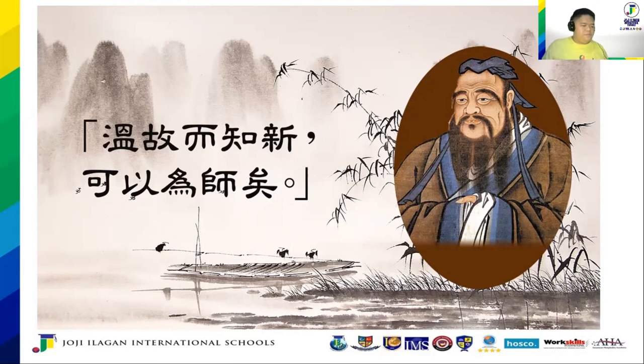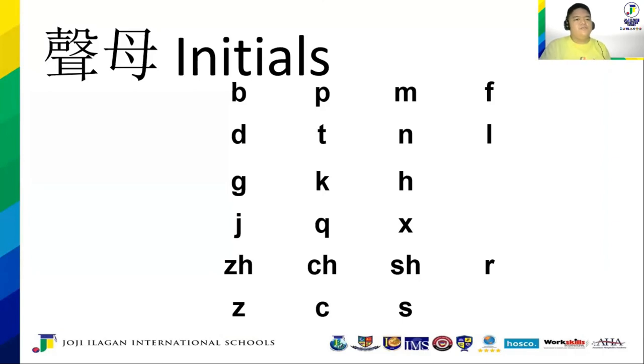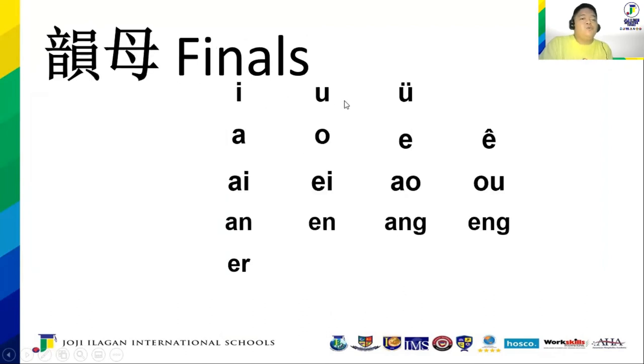No? So, okay, let us go back to the chart of initials and finals. Again, this one: pa, pa, ma, fa, ta, ta, na, la, ka, ka, ha, zi, chi, zi, zhir, chir, shir, zi, ci, si. And the finals: yi, wu, yu, a, o, e, e, I, a, o, o, an, en, ang, ang, er.